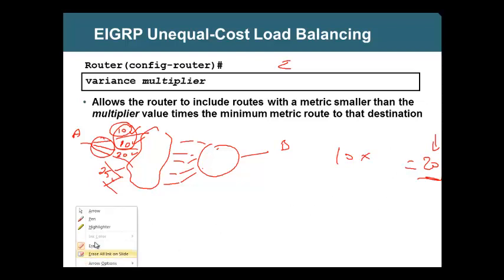If you say variance 3, only then you get 30, 10 to 30. Now any path whose metric is less than or equal to 30 will be used. This is also going to be used. So now all 4 will be seen in the routing table. Did you understand now?